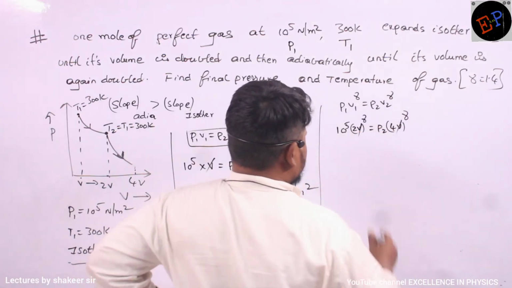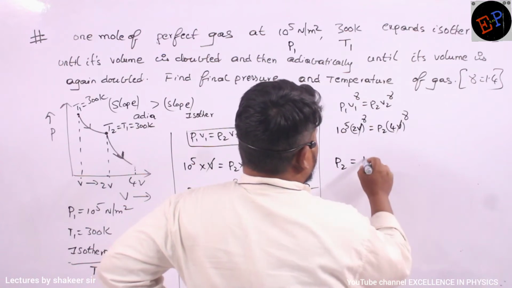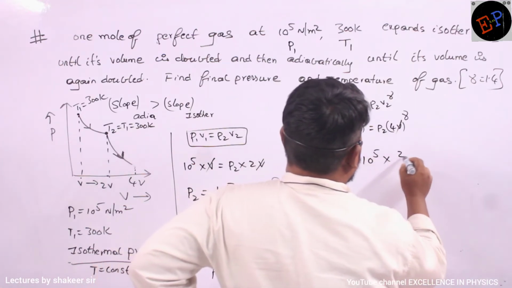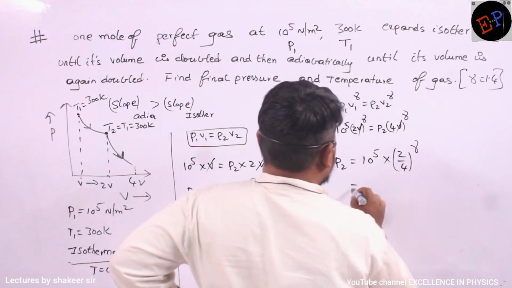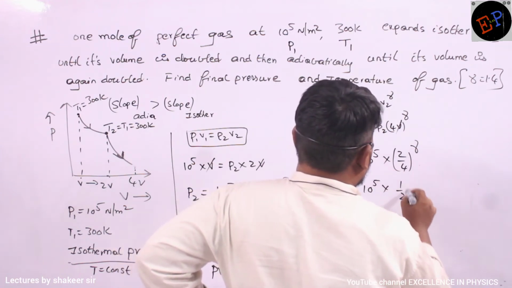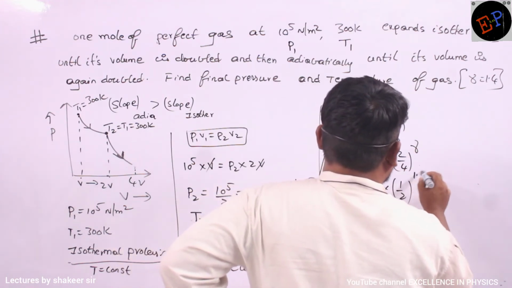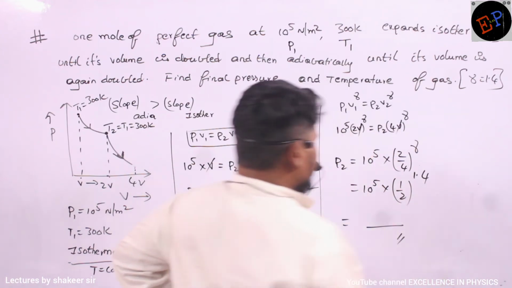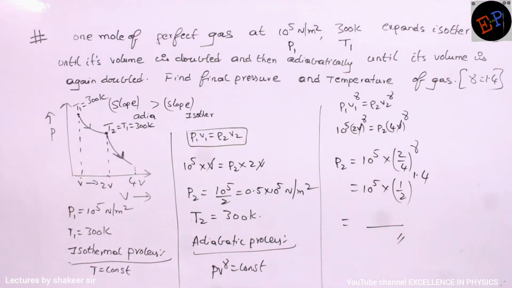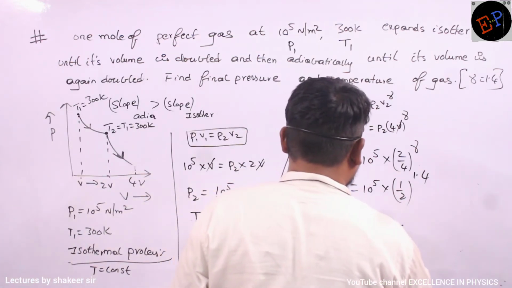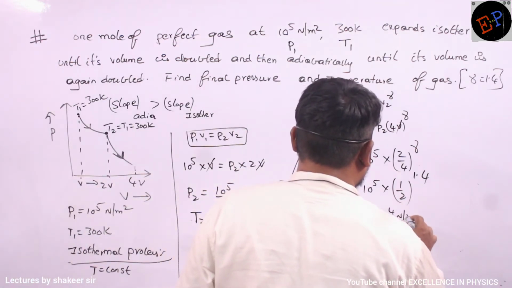So V gets cancelled. So therefore P2, how can I write? P2 is equal to 10 power 5 multiplied by 2 by 4 power gamma. So 10 power 5 multiplied by 1 by 2 power gamma, value is how much? 1.4. Okay. And if you do this calculation, I will get the final pressure after performing which process? After performing the adiabatic process. Clear? And the answer is 1.2 into 10 power 4 Newton per meter square.